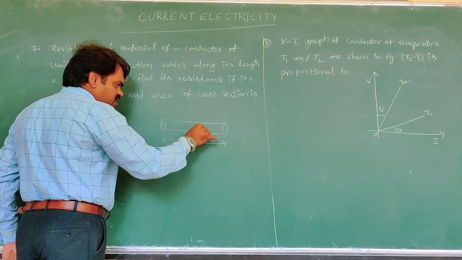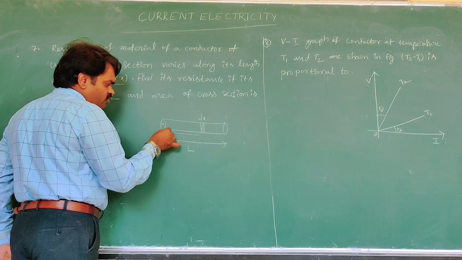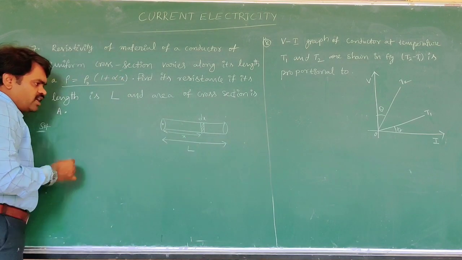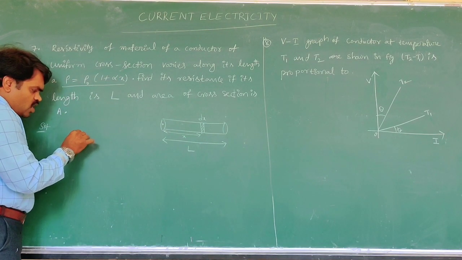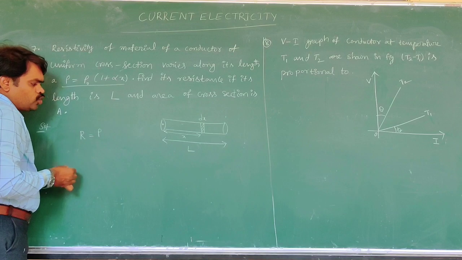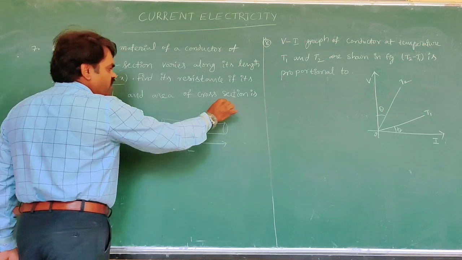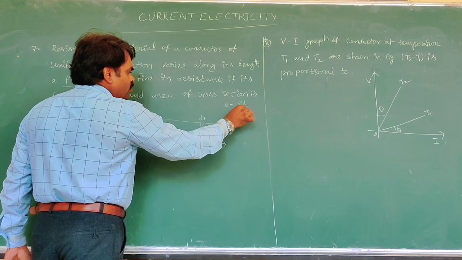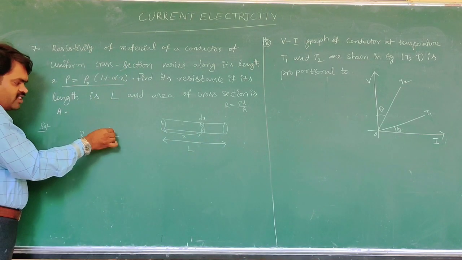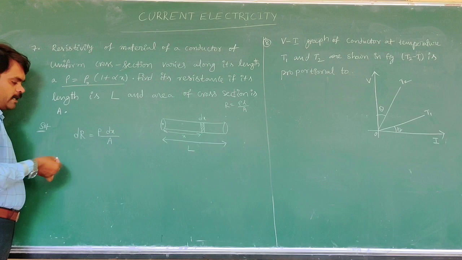Let us consider a small element of length dx at a distance x from one end of the conductor. Then we know the formula for the resistance of a dx length of the conductor: R is equal to rho into dx by A, because the simple formula of resistance is rho L by A. But here we are taking a dx length of the conductor, that's why we are substituting. The resistance of the dx length of the conductor is dR, so dR is equal to rho into dx by A.